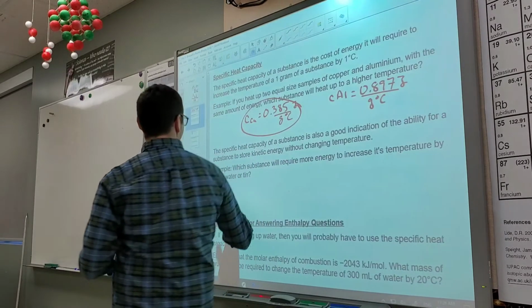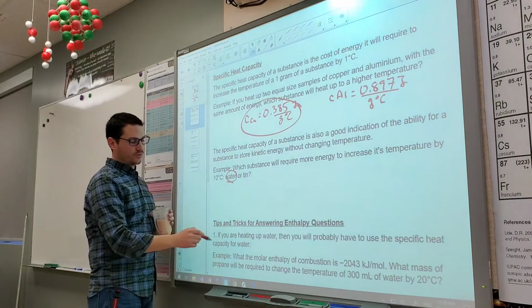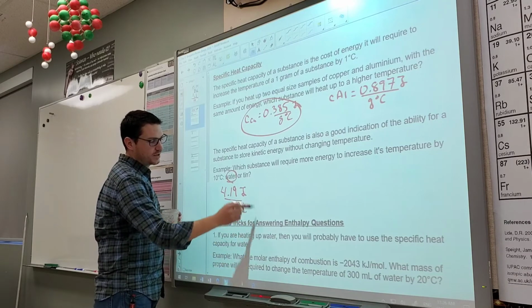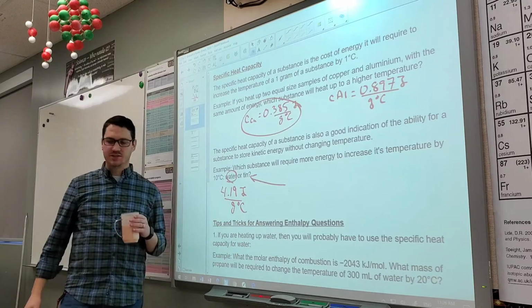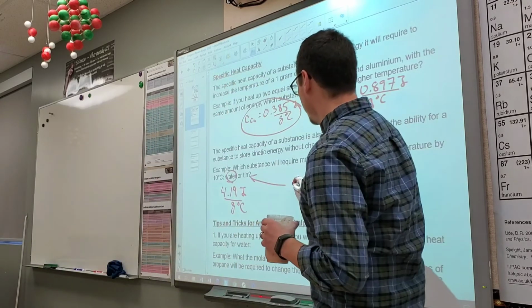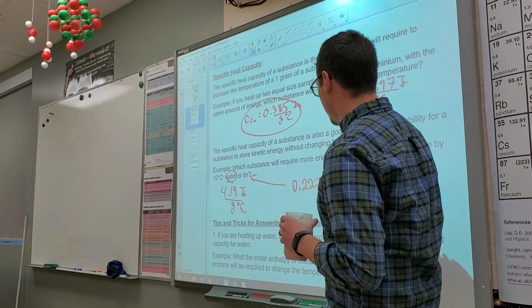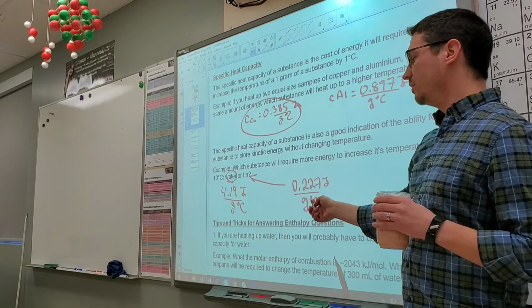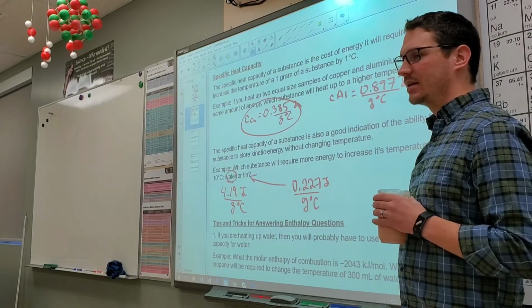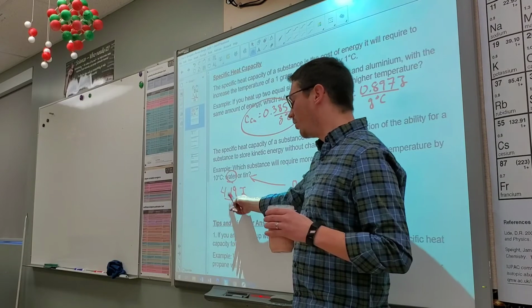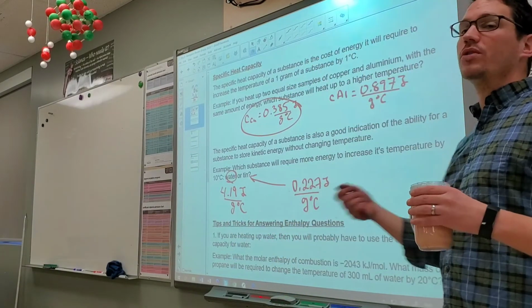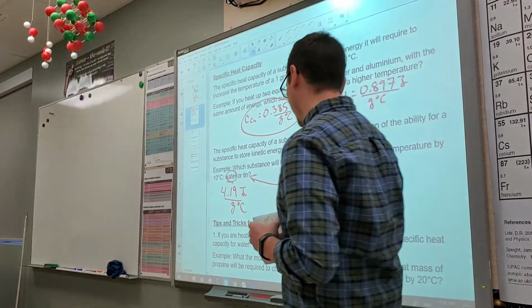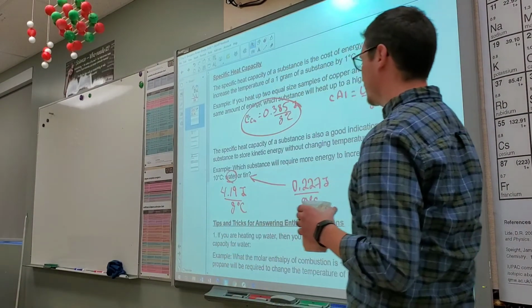I don't know, let's just work it out. What's the specific heat capacity for water again? 4.19 joules per gram degree Celsius. And what's the specific heat capacity for tin? 0.227 joules per gram degree Celsius. So which one do we have to sink more money into in order to raise it by 10 degrees? Water. Water's more expensive, right? So it stores more energy when it changes temperature. We're not going to be asked about that, but it's just interesting.